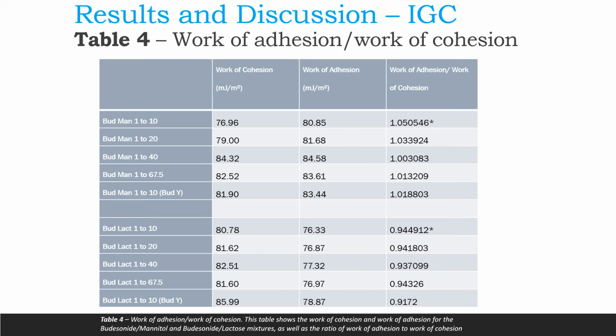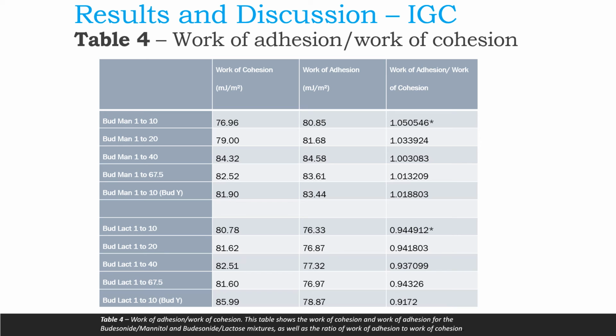The next and final step was to run the powder formulations using inverse gas chromatography in order to calculate the work of adhesion and the work of cohesion, using the methods proposed by Muhammad in the previous slides. By creating a ratio of work of adhesion over work of cohesion, it's possible to compare the results of every set of formulations to see which one is the highest.